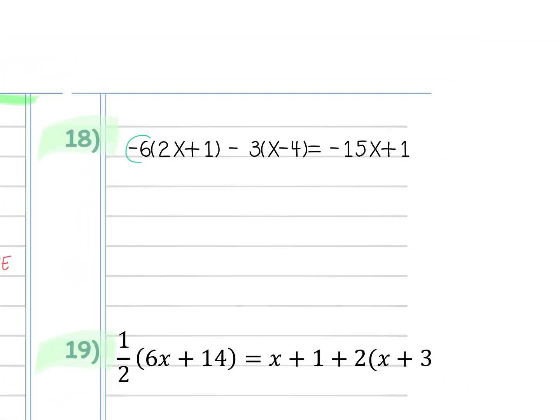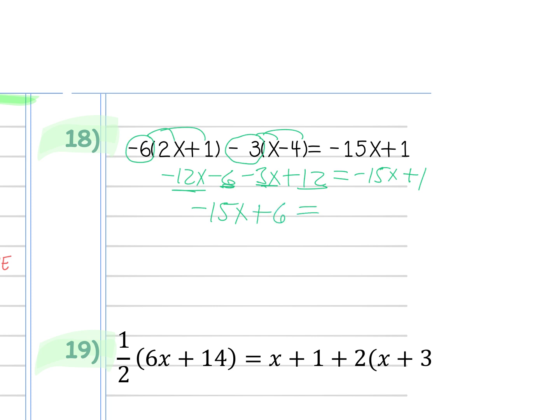Again, I can take that negative 6, distribute it to everything in these parentheses. Same thing with this negative 3, I can distribute it to everything over here. And so I'm going to get negative 12x minus 6 minus 3x plus 12 equals negative 15x plus 1. All right, and then you can combine like terms. So negative 12x minus 3x is going to get you a negative 15x. And then negative 6 plus 12 is going to get you a plus 6. All right, and then we get that this equals negative 15x plus 1.